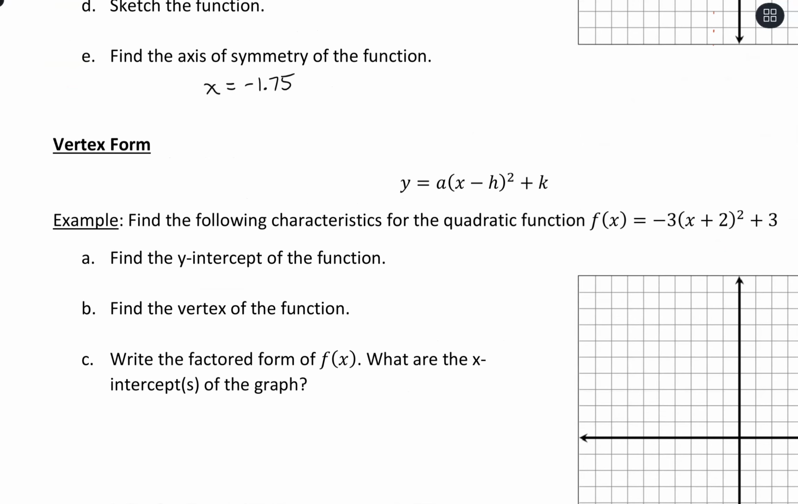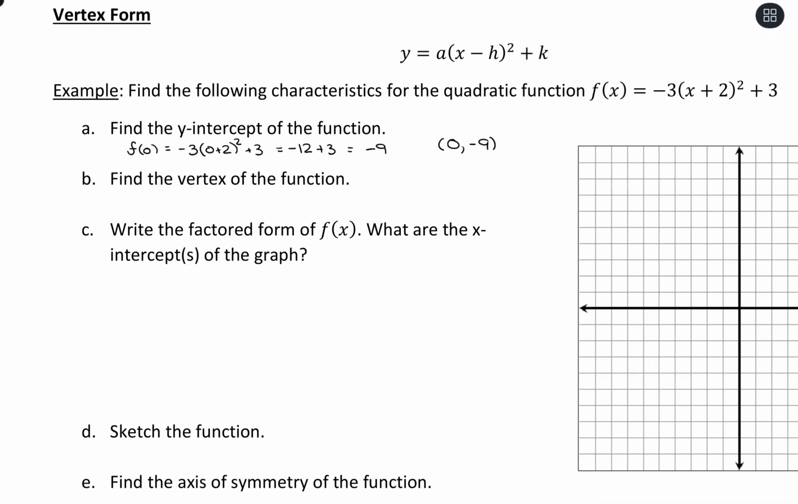And let's talk about what happens if we're given vertex form. So finding the y-intercept, we'd be plugging in 0. This will have a little more work to do with it as compared to the last one. So we have a negative 3 times 4, and then we're adding 3. So this is going to be negative 9. So we have the coordinate (0, negative 9) down here.